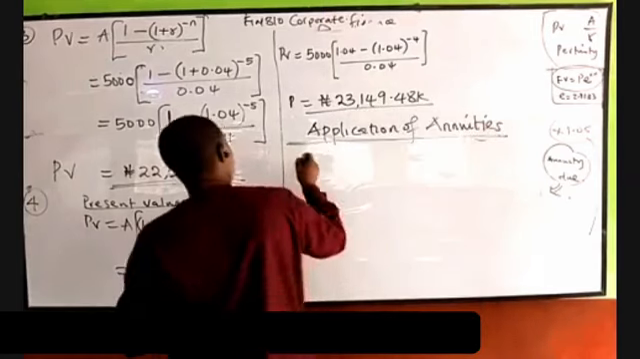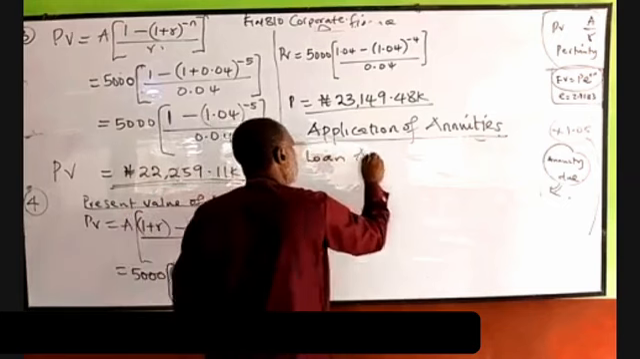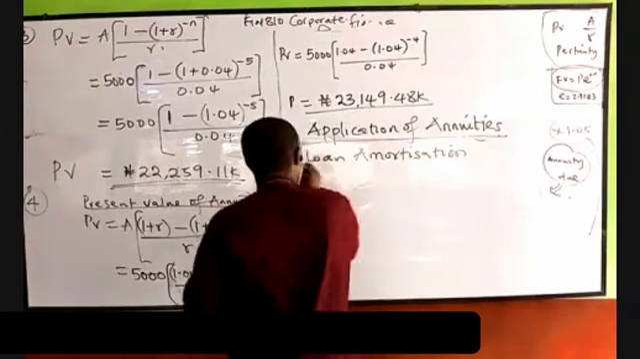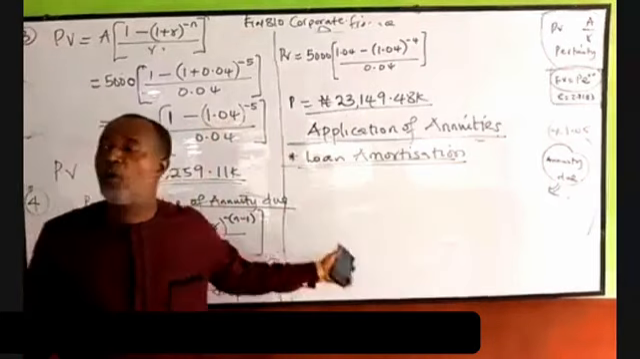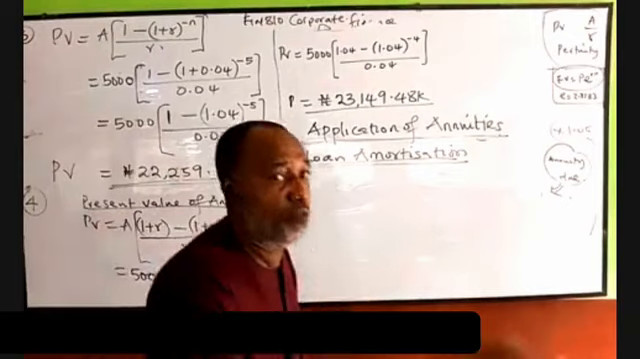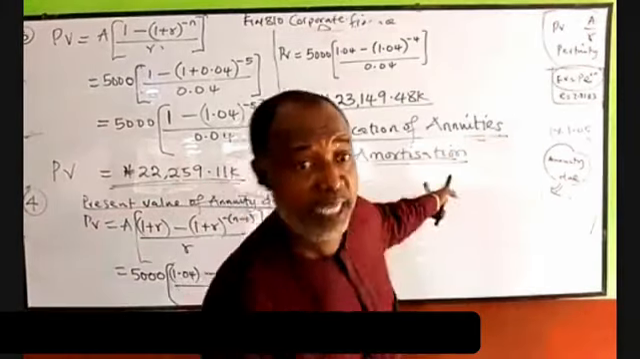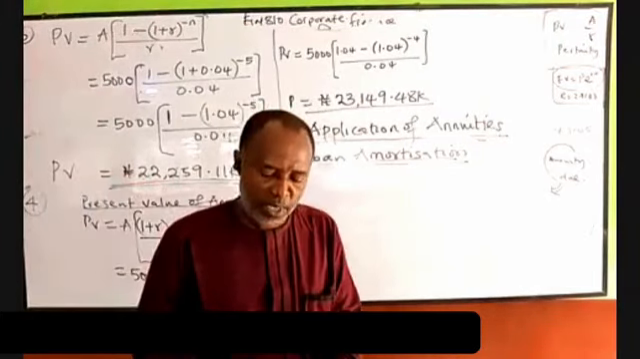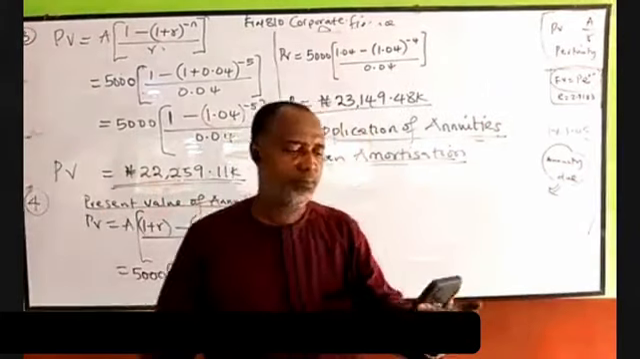Application of annuity. The first one we're looking at is called loan amortization. In simple language before we move further: when we say loan amortization, we have collected a loan and we want to be paying it back. Amortization is when you offset the loan. But let's just write a small note on loan amortization.